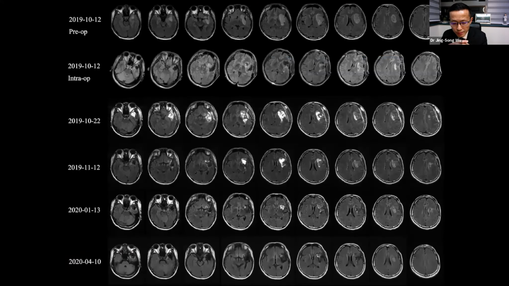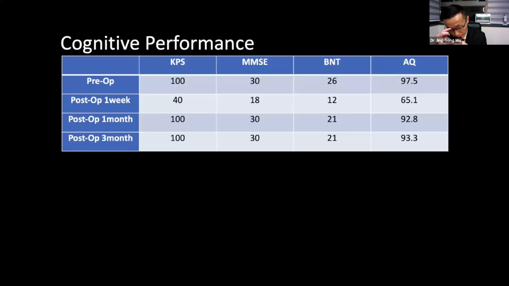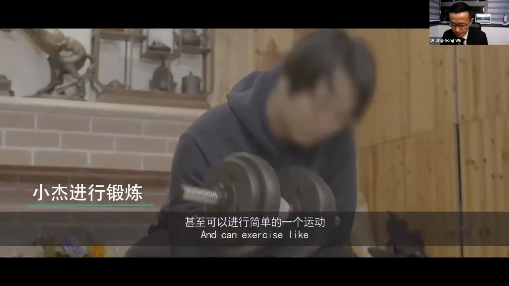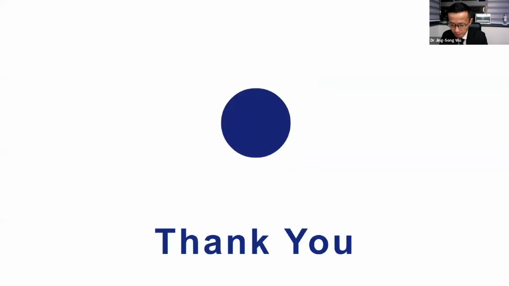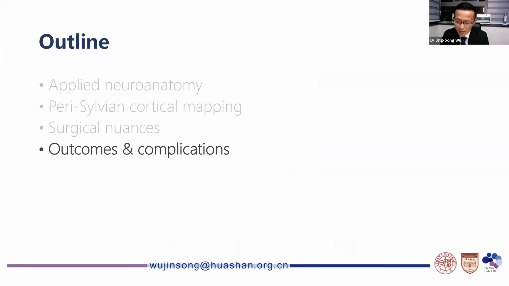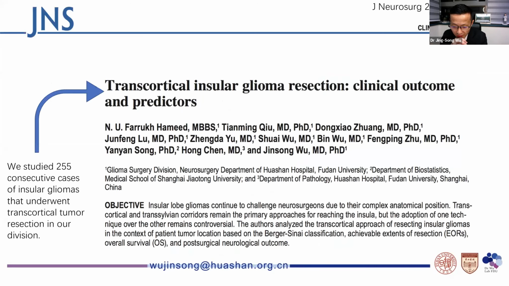The patient was stable at the 6-month follow-up, and the imaging evaluation results were satisfactory. The patient's cognitive function returned to the preoperative baseline level. So let's move on to the clinical outcome and the complication. We studied 255 consecutive cases of insular glioma that underwent transcortical tumor resection in our division.